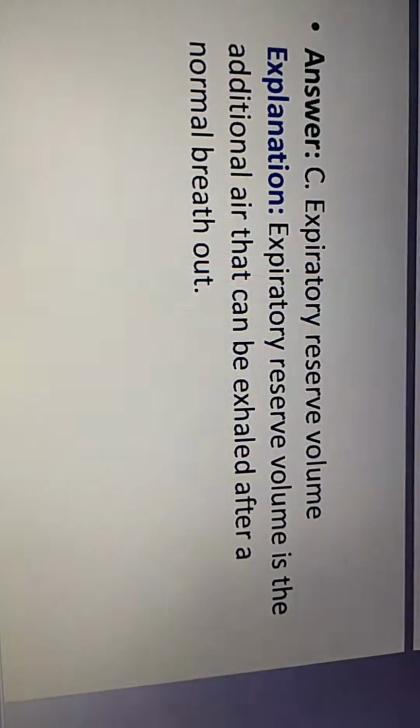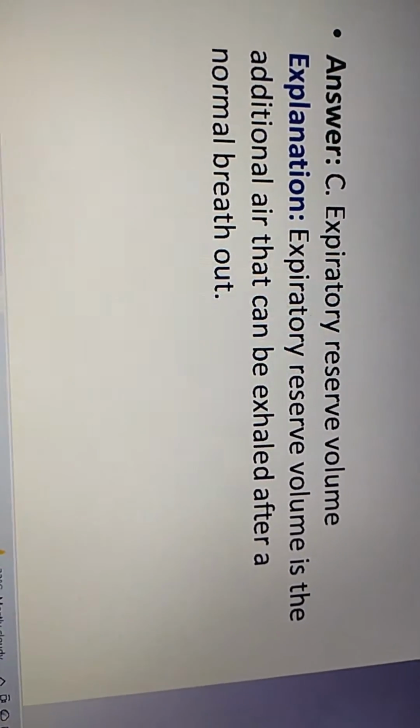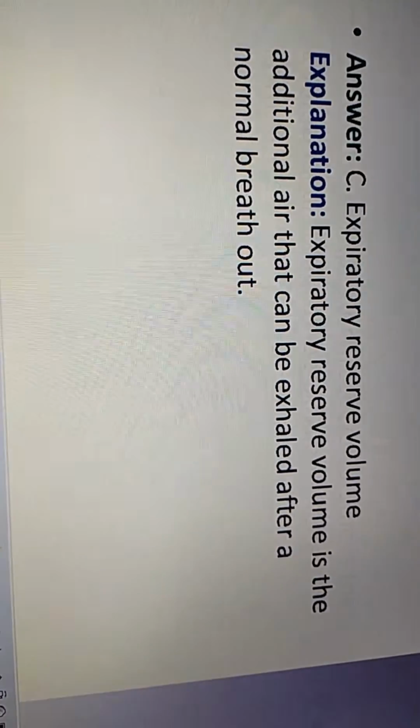The correct answer is option C, expiratory reserve volume. Expiratory reserve volume is the additional air that can be exhaled after a normal breath out.